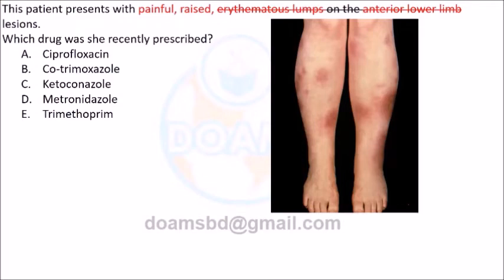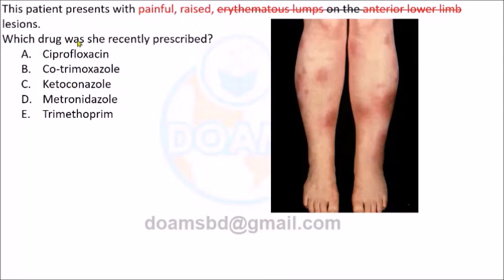So now, who will say the answer here? Did all of you understand? The picture is described there as well. That means we need to describe the picture correctly. This is the description already. So what is the diagnosis? Please. Nobody trying. Erythema nodosum. Erythema nodosum, right.